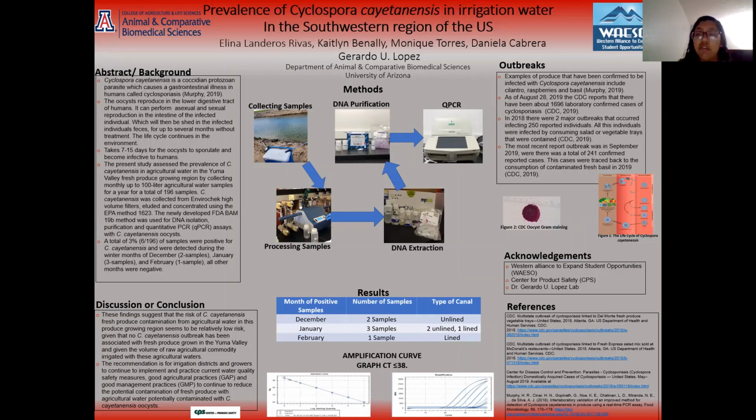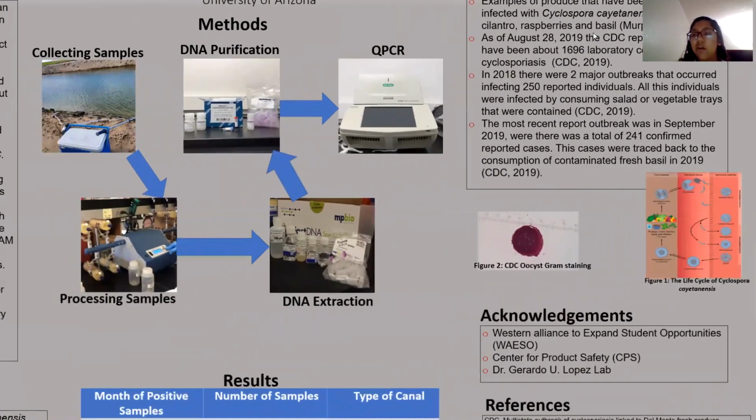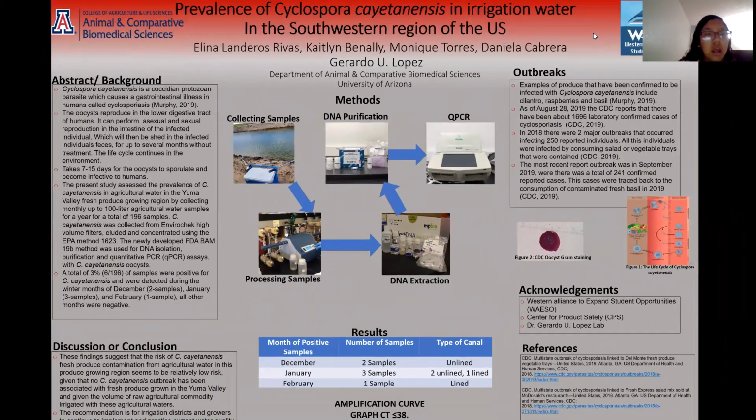I've included a picture of the life cycle of Cyclospora, and how the oocysts sporulate and how they survive in the environment. Over here on the right-hand side is the life cycle of Cyclospora outside of the host, before and after it is sporulated.